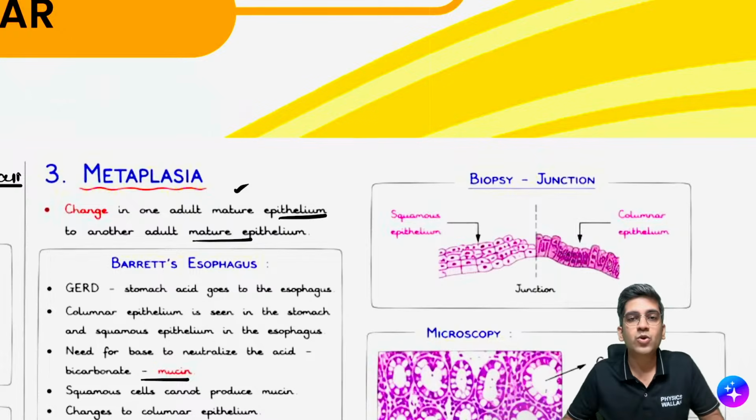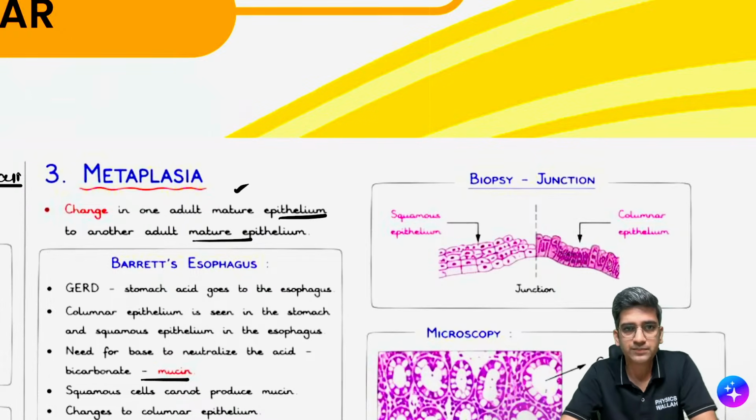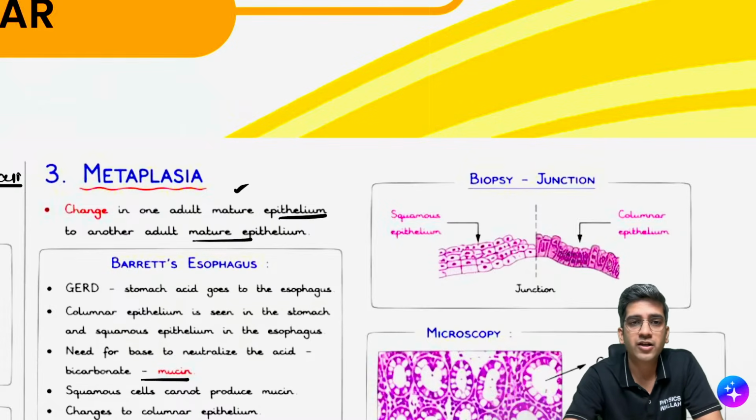Can anyone tell me what is the classical endoscopic finding of Barrett's esophagus? It can come in the viva. It doesn't matter whether it's from the esophagus chapter or from this chapter.